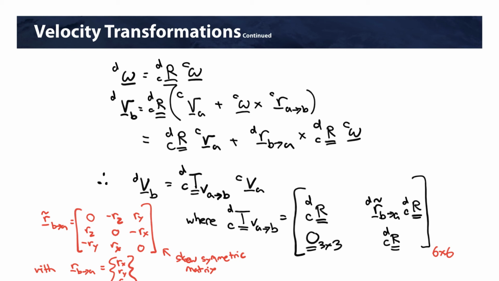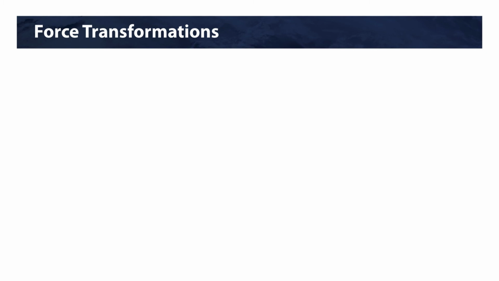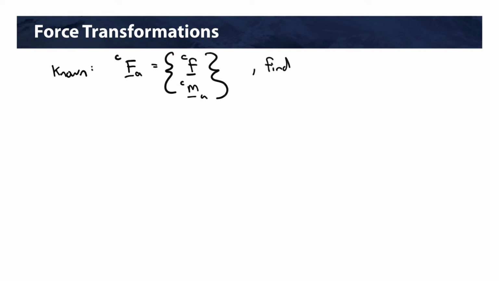All right. Similarly, we can do a force transformation. And so for the force transform, what would be known is our wrench at point A with respect to frame C. So it's our force and our moment. And what we're trying to find is our wrench at point B with respect to frame D.